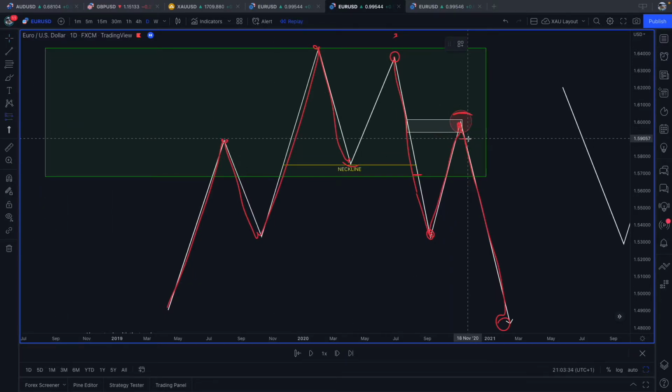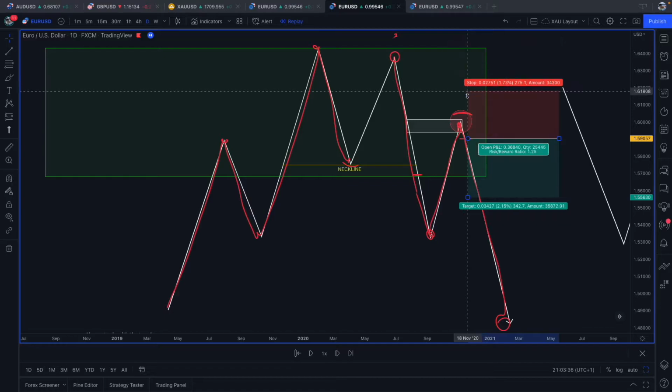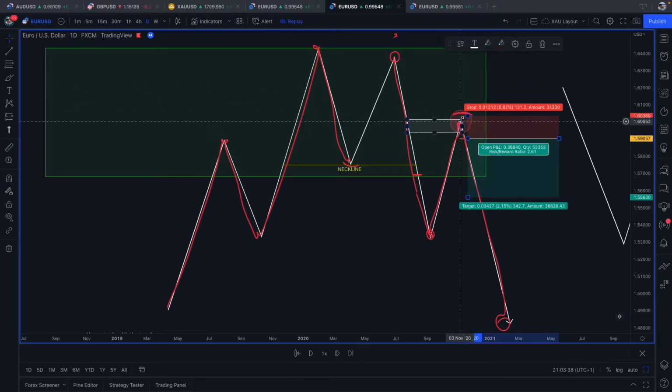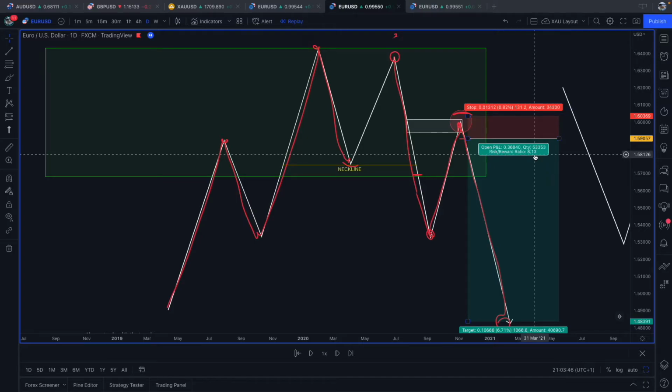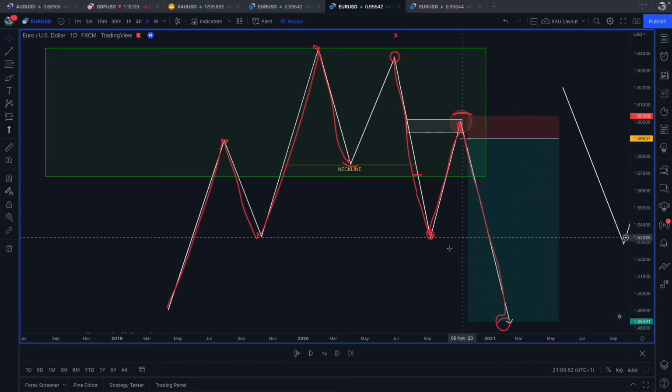So if I just highlight this, our entry point was here. My stop loss is just above this structural high that was created within this retest. And then I have take profit down here. As we can see, we are looking at 1 to 8 RR returns. I risk 2% of my equity per trade, so that's a 16% trade right there.